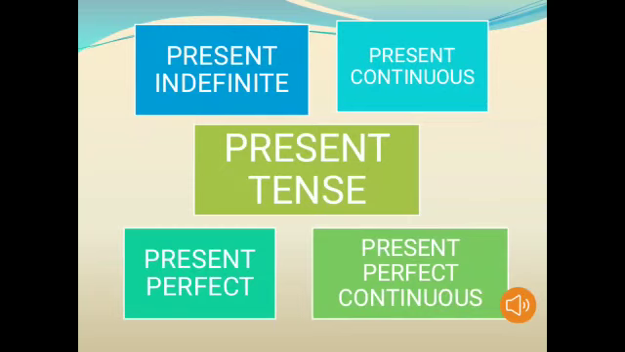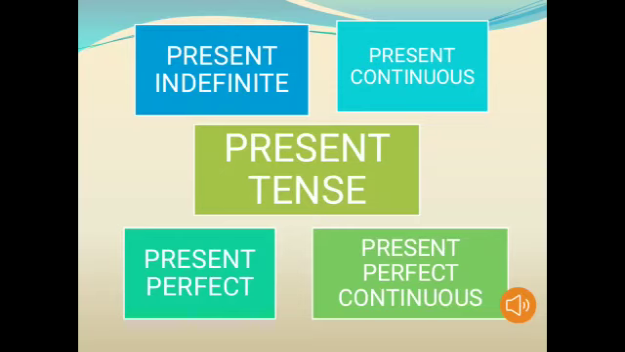Each tense has four forms. First is present tense. Present tense has four forms. Number 1 is present indefinite tense. Present indefinite tense is also called simple present tense.